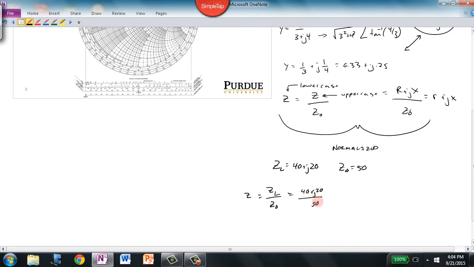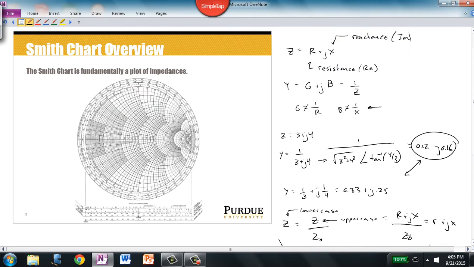In this case, we can just divide both those numbers by the denominator, and we get 0.8 plus J0.4. Note I'm not going to write any units here because I've divided ohms by ohms, so it's unitless. And so this here is r, and 0.4 is x. So that's the first thing you need to know about Smith charts. It's fundamentally a plot of impedances, and they're normalized.